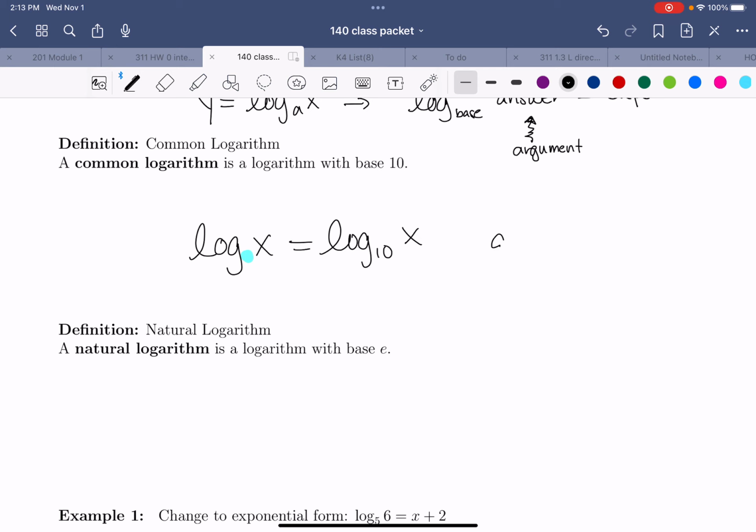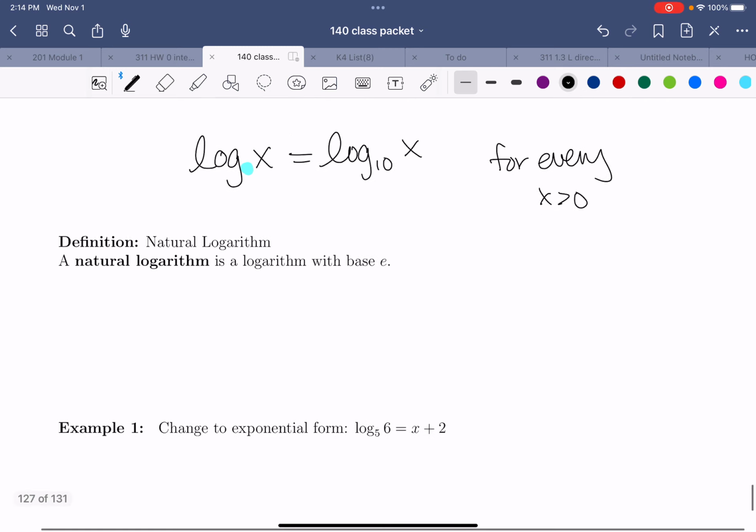And that's for every x greater than 0, right? You actually cannot take the log of something that's negative or 0. If you try putting that into your calculator, it's going to tell you it's an error, okay? It just doesn't make sense. And that's because they're inverse functions. So if this represents the exponents, x represents the answer to an exponential, and those are never negative and they're never 0, okay?